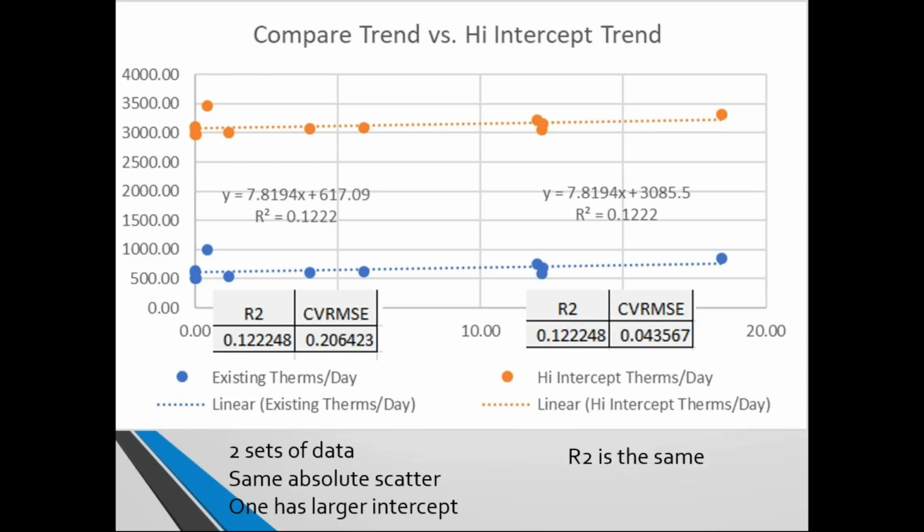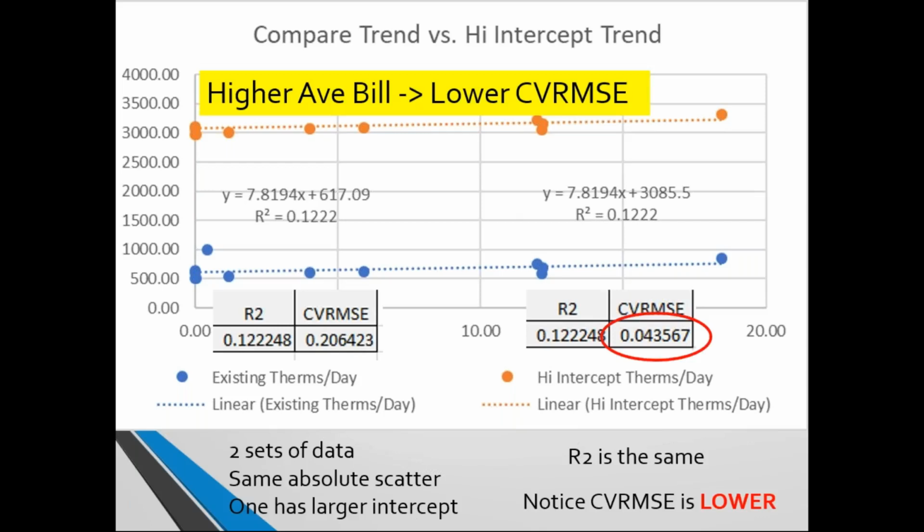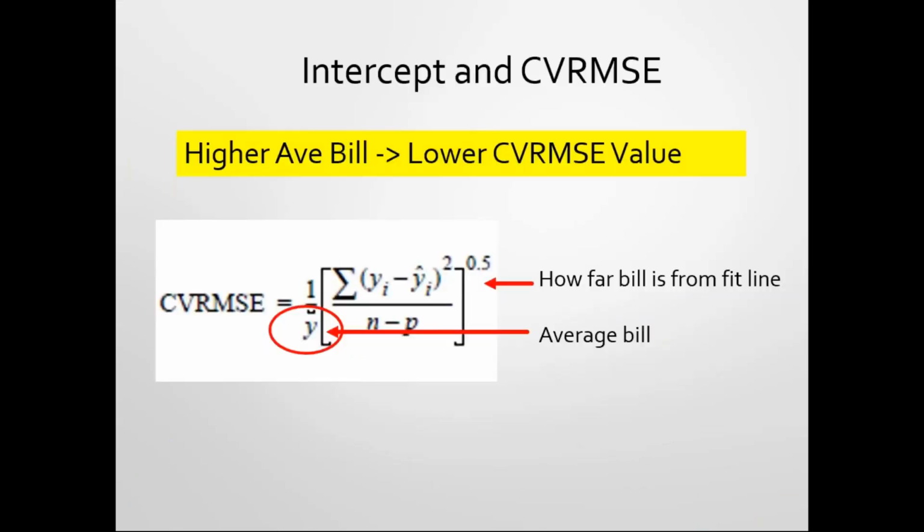And what we get is the R squared is the same, but the CVRMSE is lower. Oh my God, this is getting confusing. So the scatter was the same though, but the CVRMSE is lower. Oh boy. So let's see if we can figure this out in the equation.